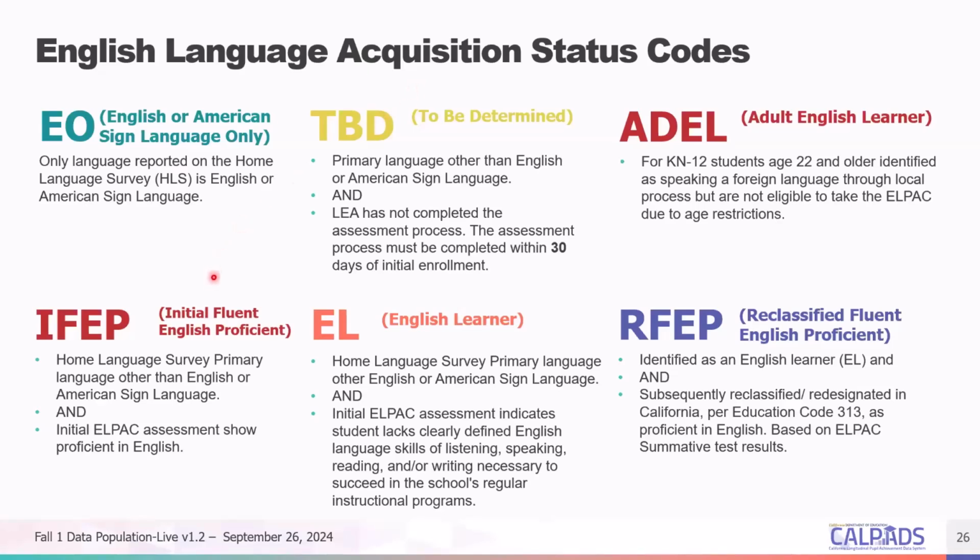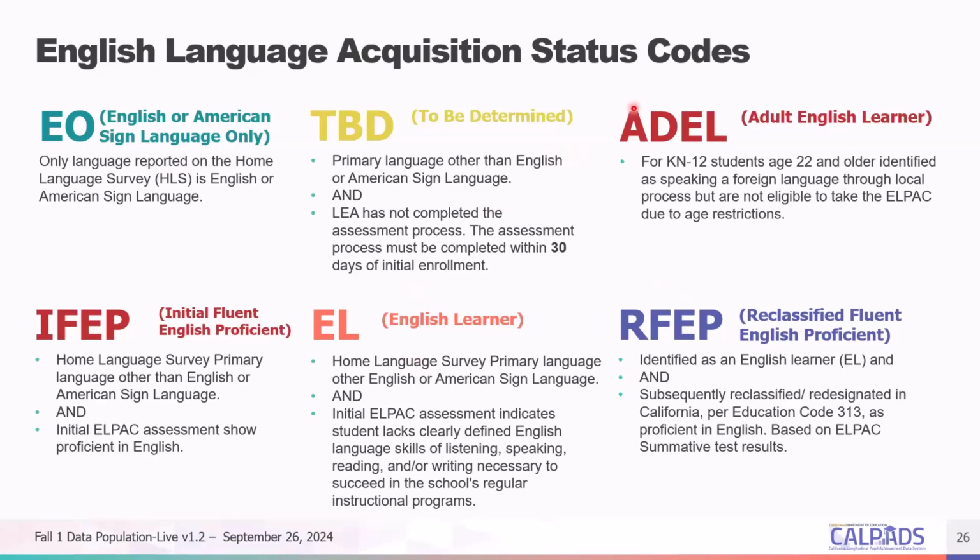The IFEP and EL statuses are the results of initial LPAC testing. If the student shows English proficiency on the LPAC, they will have an IFEP status. If the LPAC assessment indicates a lack of clearly defined English language skills, they will have an EL or English learner status. After some time, EL students may take the summative LPAC. If the summative LPAC results indicate that the student is English proficient, they will be reclassified as RFEP.